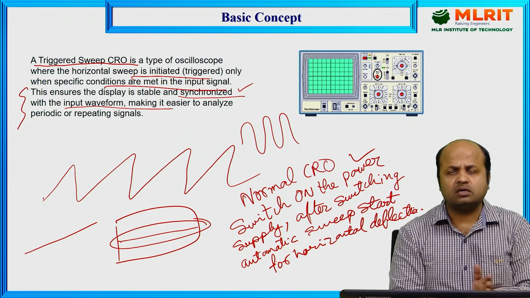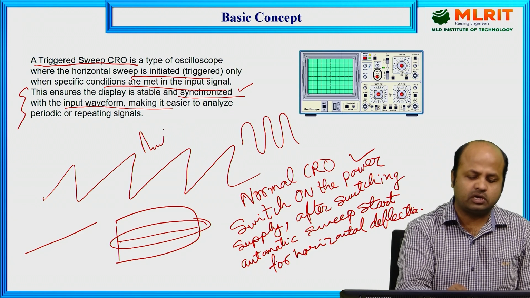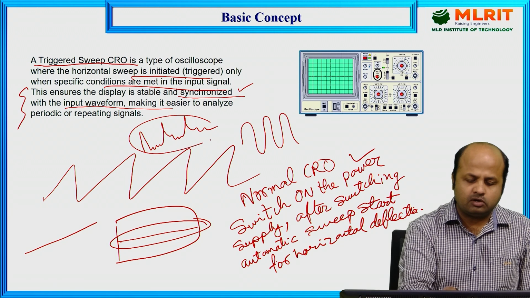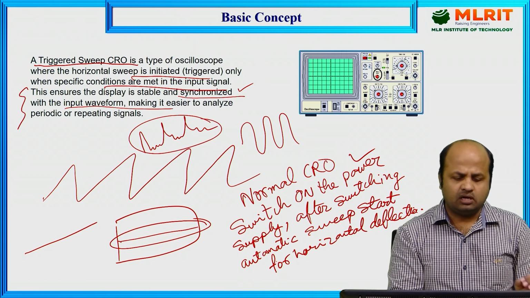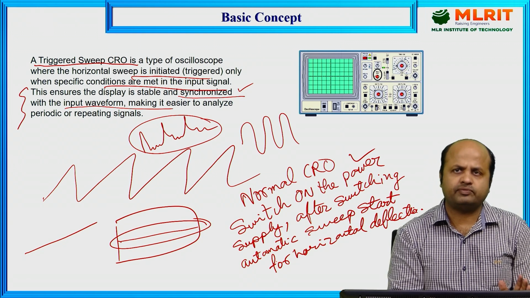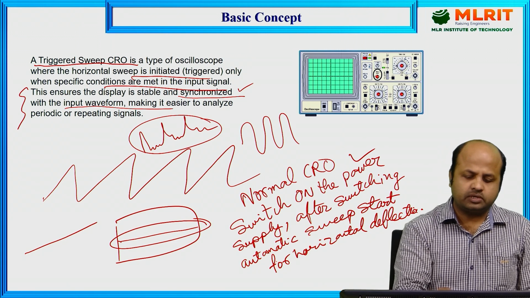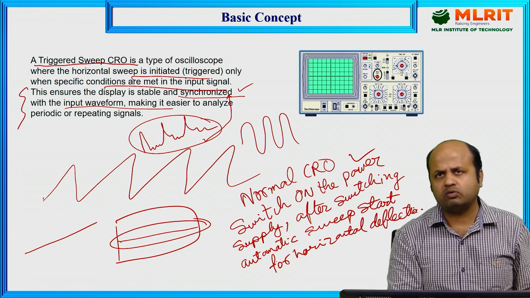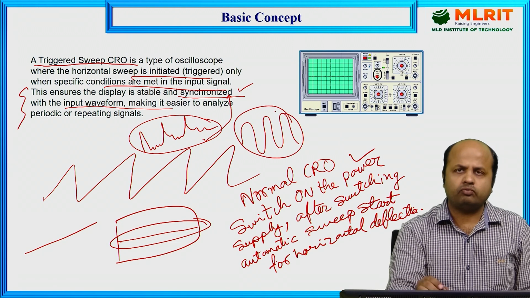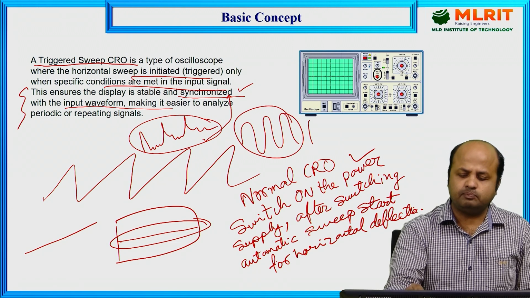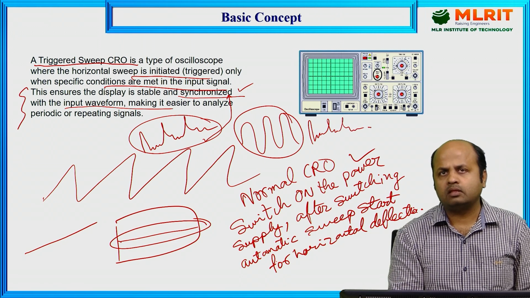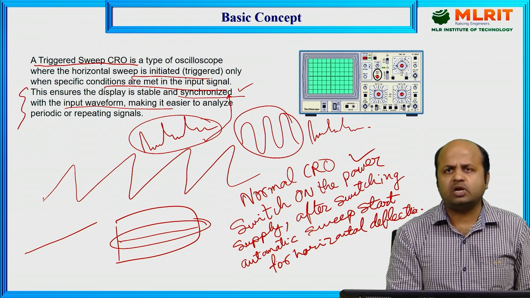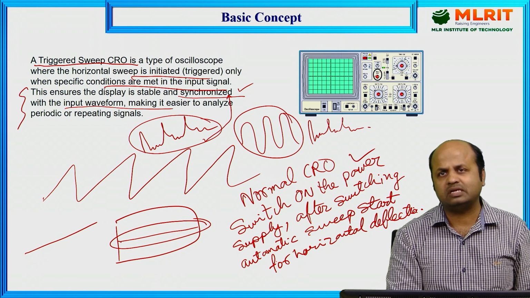But signals are not always periodic. Signals may be aperiodic, like our sound wave, a video signal, etc. And if you use the automatic sweep, we will not be able to capture this signal properly. That's why the Triggered Sweep CRO has been invented. So this is the difference between the normal CRO and Triggered Sweep CRO. Triggered Sweep CRO provides synchronization to visualize the aperiodic signal. In a normal CRO, we can see a periodic waveform, but we can't see properly an aperiodic signal like a sound wave or video signals, which are not periodic in nature. So in order to visualize aperiodic signals properly, we have to use the Triggered Sweep CRO.